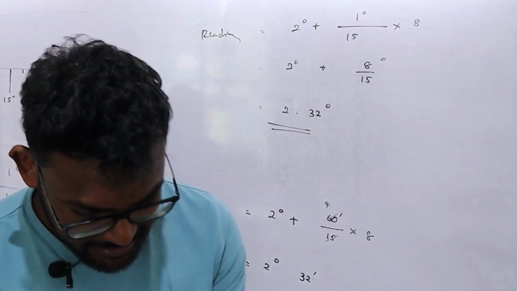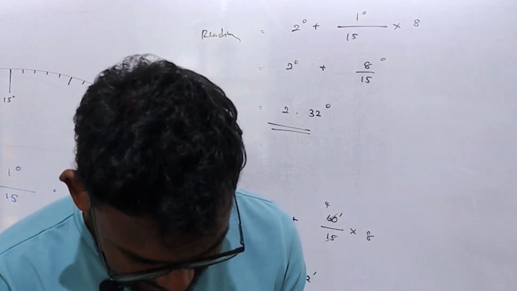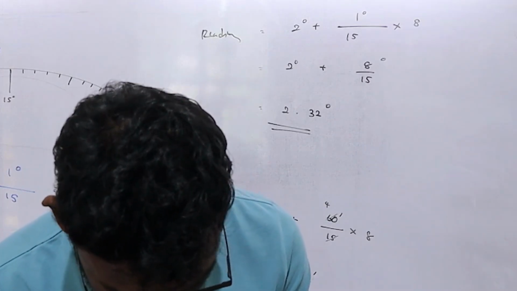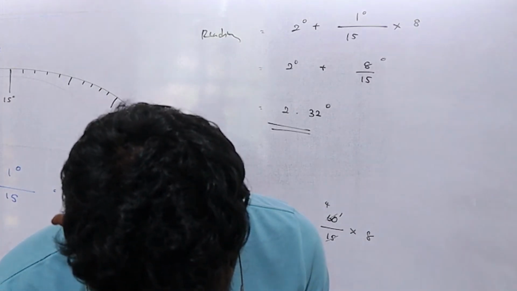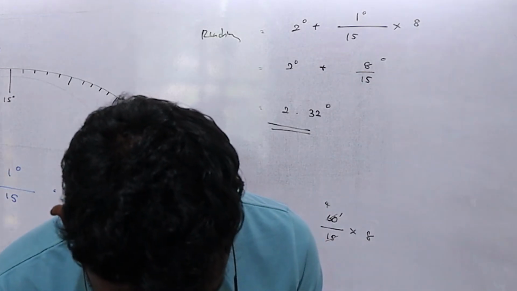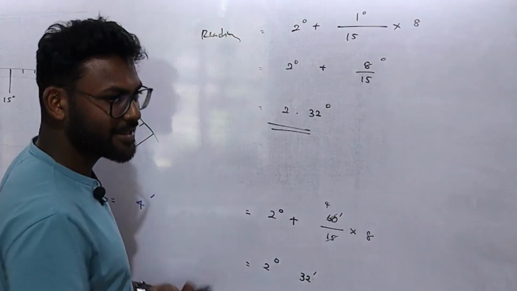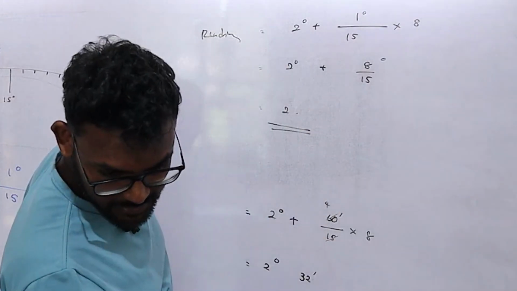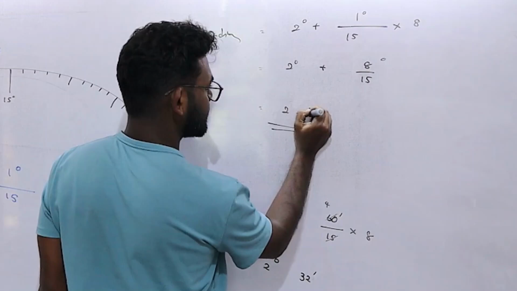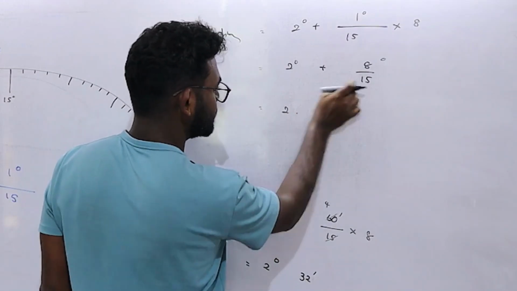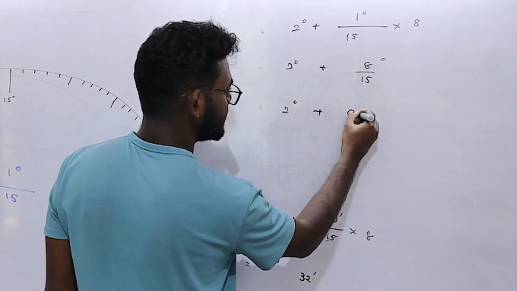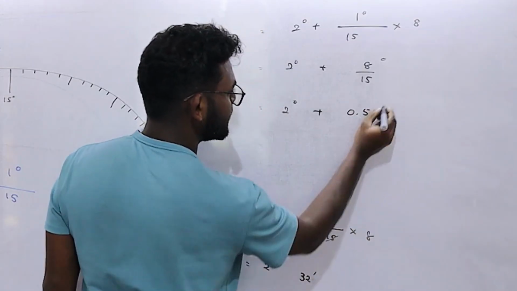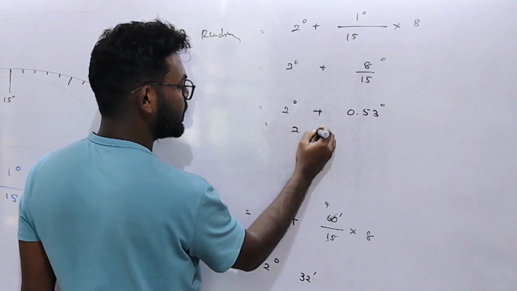I'm not sure whether, let's see, 8 divided by 15, it's 53. Here it is 53. 8 divided by 15 is going to be 0.53. Like it's 2 degrees plus 0.5333 and so on, so we can write 0.53 degrees. So it will be 2.53 degrees.